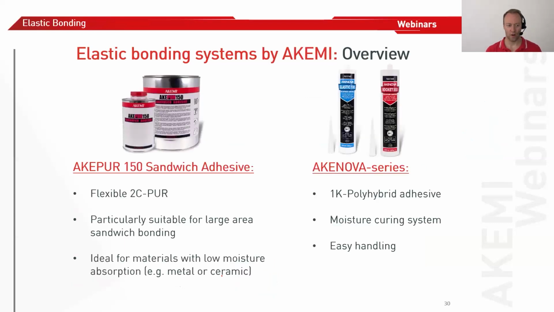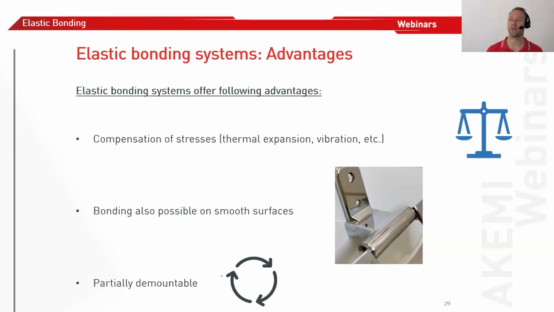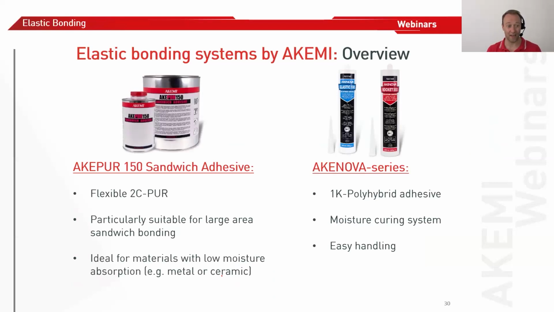Good. Otello, are there questions? No question, thumbs up. So we start with the products which we have in our Akemi range for the elastic bonding properties. So one is our AKEPUR 150 sandwich adhesive. So this is a two-component flexible polyurethane adhesive.